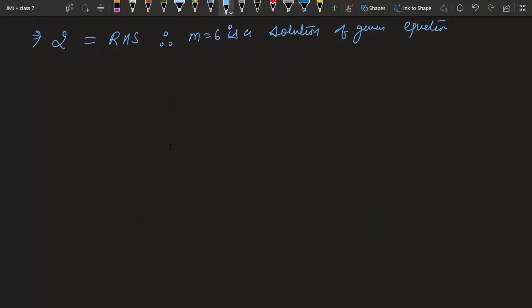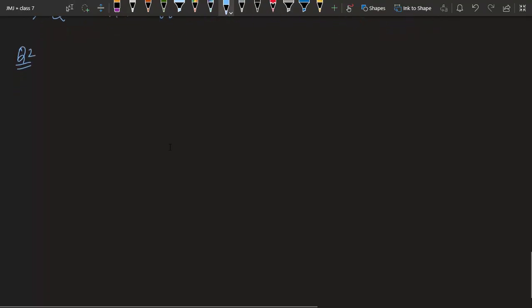Now question number 2, anytime you can go to the playlist over there and you can watch that lecture. Question number 2, check whether the values given in brackets is a solution to given equation or not. It is a similar kind of question. Here they have also given you some values that you have to check.